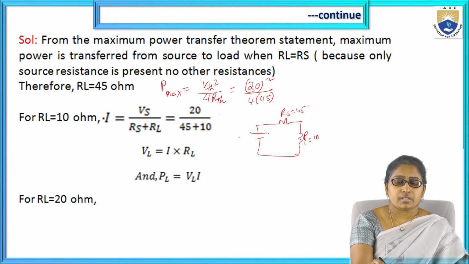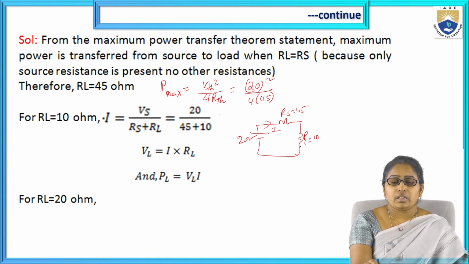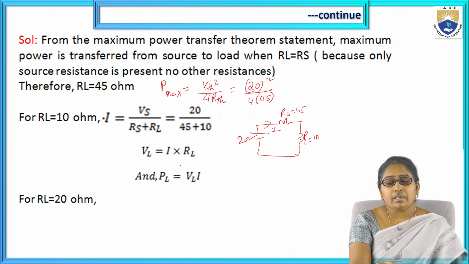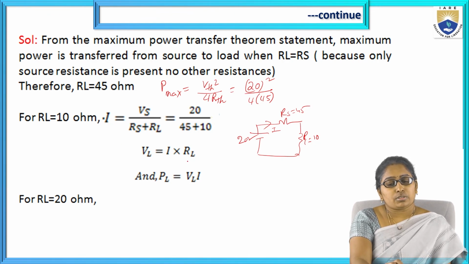What is the current in the circuit? This is 20. The current in the circuit, let us say I, is Vs by RS plus RL. That means 20 by 45 plus 10. So this is the current in the circuit. Next, voltage drop across the load. So VL is given by the current I multiplied with the load resistance value, that is 10. Here RL is equal to 10. So for this value we calculated the voltage drop.